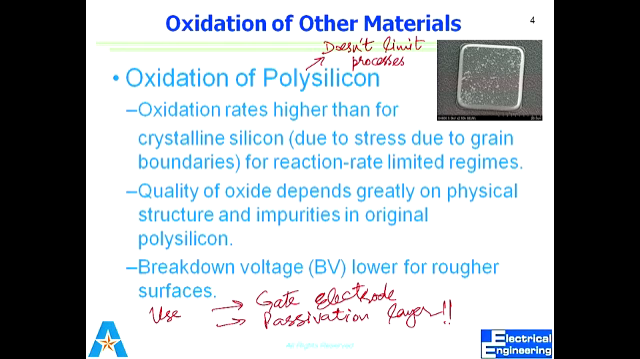Why would you want to oxidize polysilicon? It depends upon our application. The quality of crystalline silicon oxide would always be better as compared to polysilicon oxide. But with polysilicon oxide, let's suppose I need a sacrificial layer, I would.